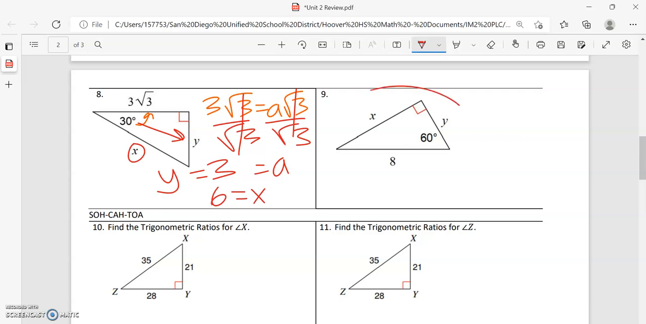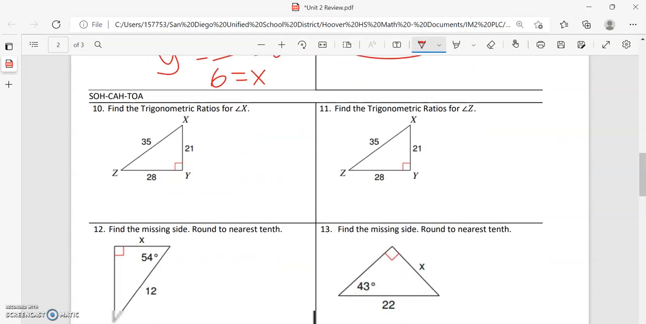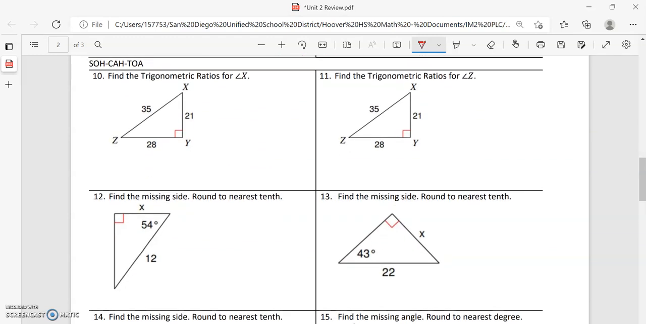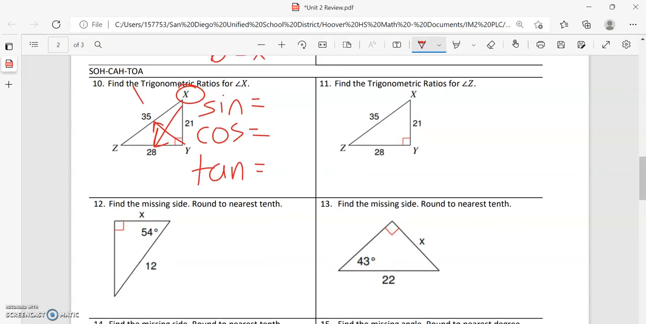I'm going to allow you to copy this one down out of the answer key. Okay, find the trigonometric ratios for x. All right, so we're going to find sine, cosine, and tan. So sine is opposite, and our hypotenuse is here. Always label that first. So opposite over hypotenuse is 28 over 35. Cosine, adjacent over hypotenuse, is 21 over 35. And finally, tan is going to be opposite over adjacent, which is 28 over 21.